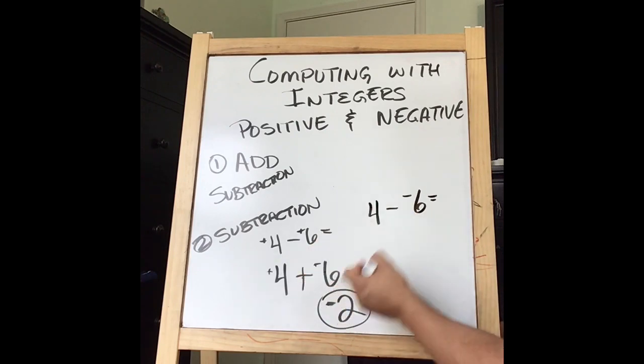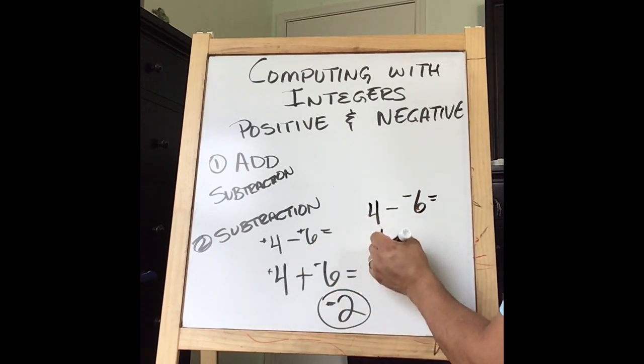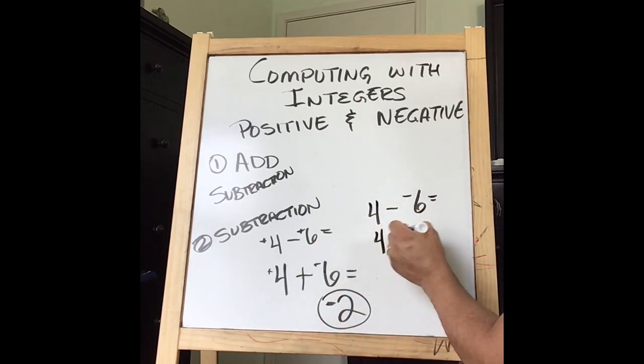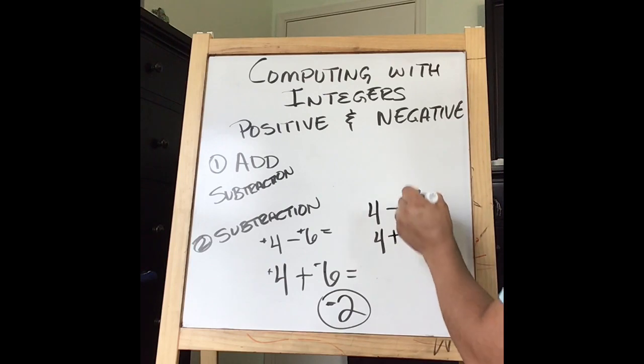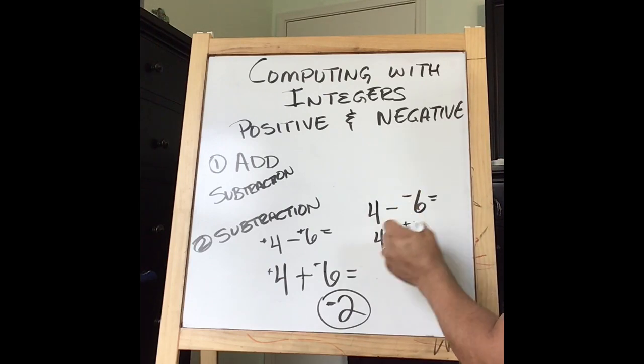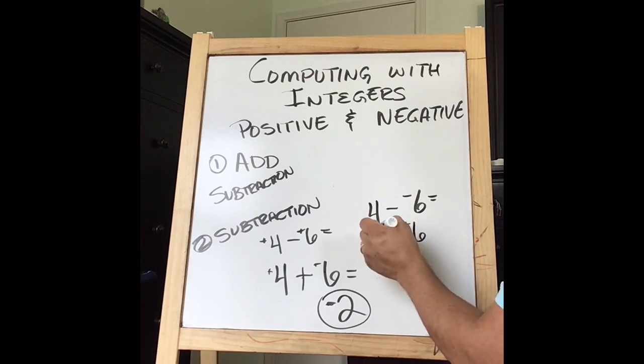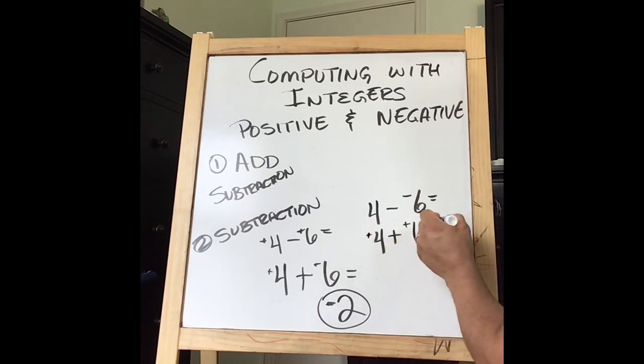Well, again, I go back to my rule. I change my minus to a plus, and change the sign of my second number to the opposite. So now I have 4 plus 6. There are 2 positive numbers, so if they're the same, I add them and I keep the sign. So my answer would be positive 10.